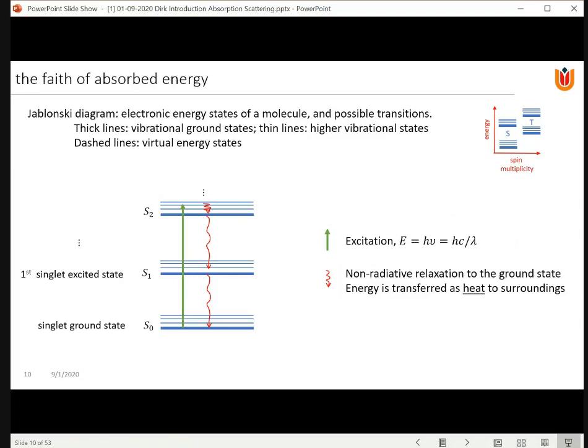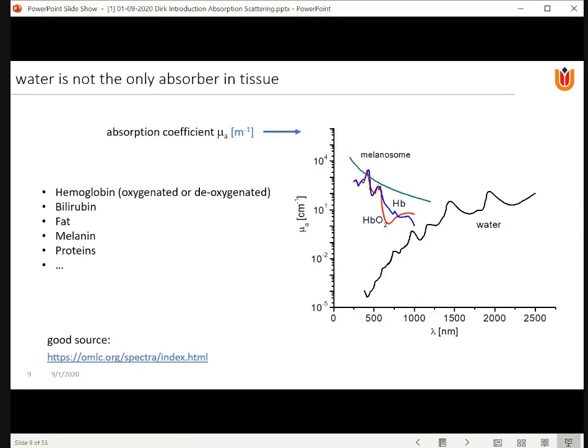Sorry to interrupt, but there was an image on the previous slide, and I'm not exactly sure how to read it. So it's a spectra of water and some more things. Yeah. So I'm sorry, maybe it was a little bit too fast. The black line is the absorption spectrum of water.